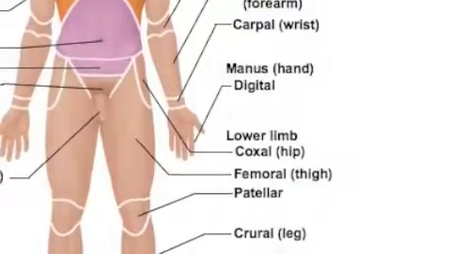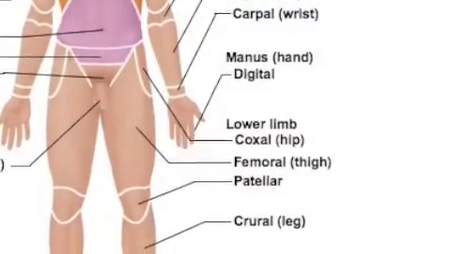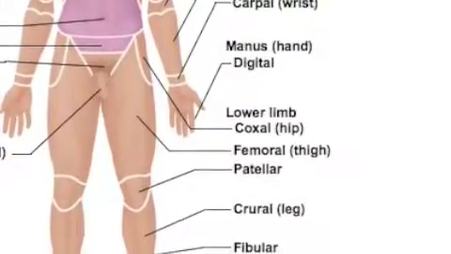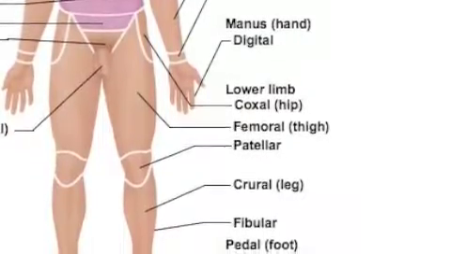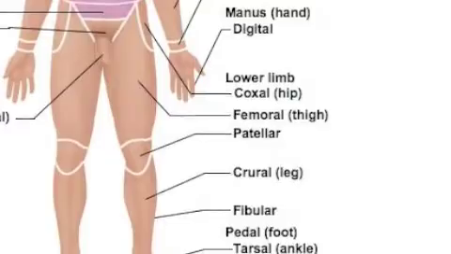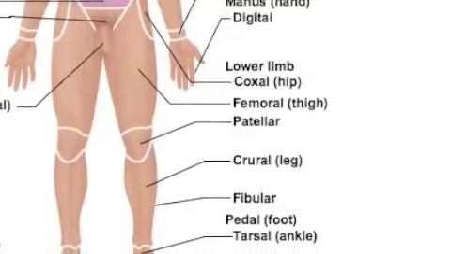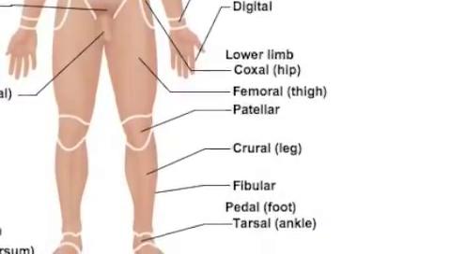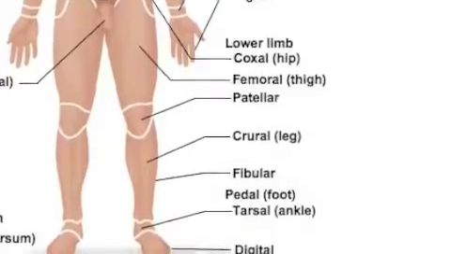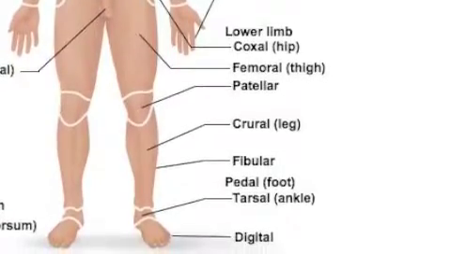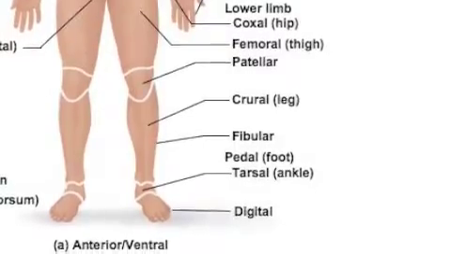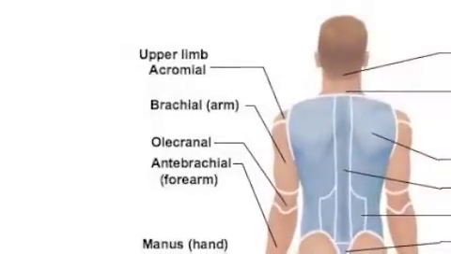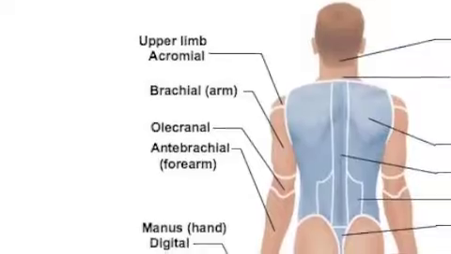To the lower limbs. Coxal means hip, femoral thigh, patellar kneecap, crural leg, or basically means below the knee. Fibular is referring to the outside part of the leg. Tarsal is the ankle, and pedal refers to foot, and digital again, here they're toes, not fingers. Going to the next one again on the left side from the back.